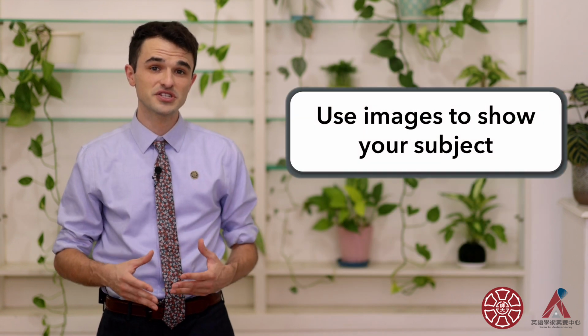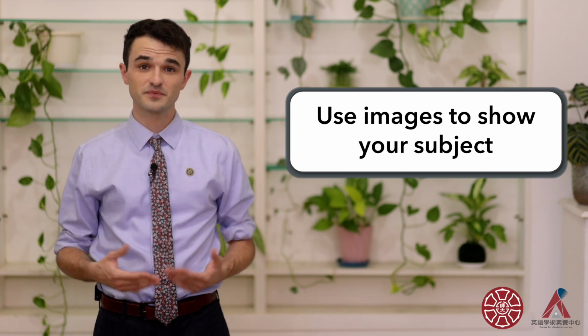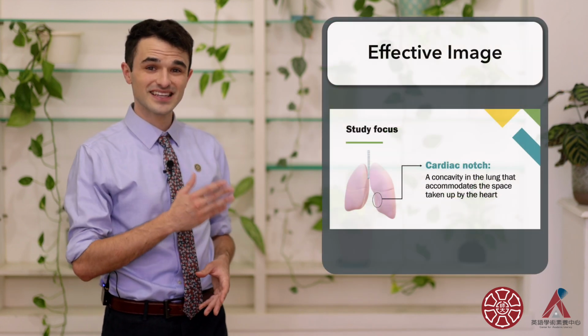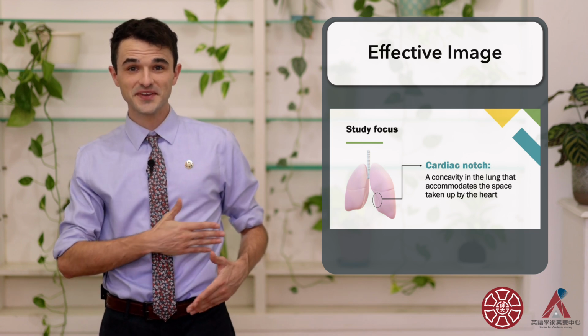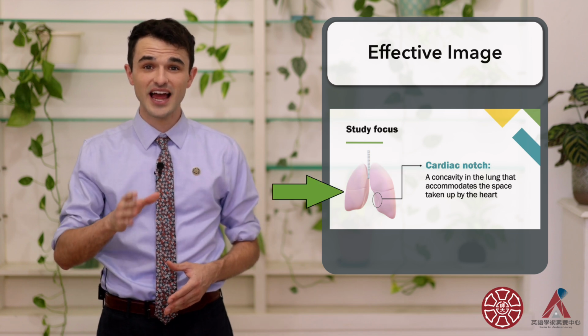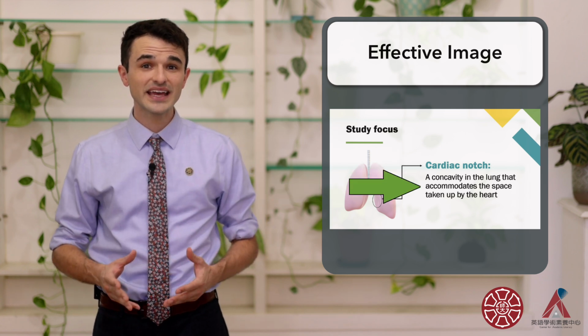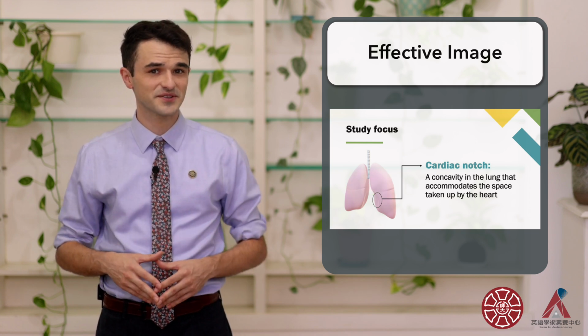Another way you can use images to support your research is to show the subject of your research. Here are some examples. This slide is showcasing the human lung's cardiac notch. This slide has clear titles, a nice high-resolution model, and a concise definition, and no other distracting details.